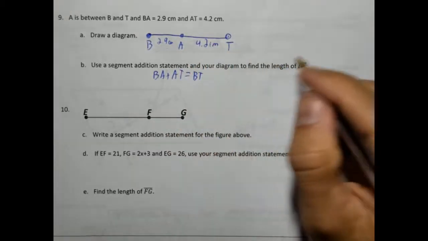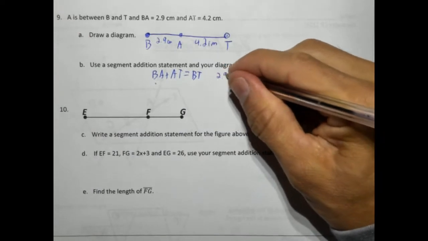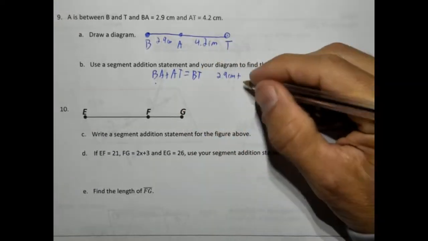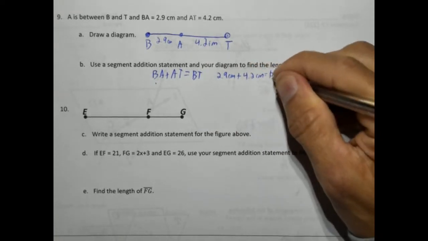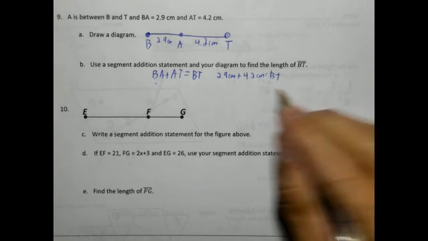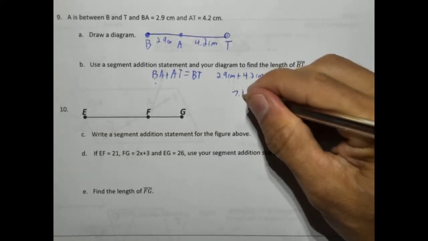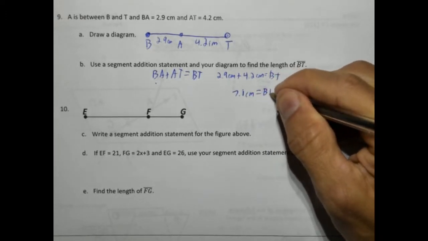And now we just plug these values in. BA is 2 and 9/10 centimeters, plus AT, which is 4 and 2/10 centimeters, and we're looking for BT. We just have to add those together. So what's that? 7 and 1/10, I think. Yeah, 7 and 1/10 centimeters equals the length of B to T.